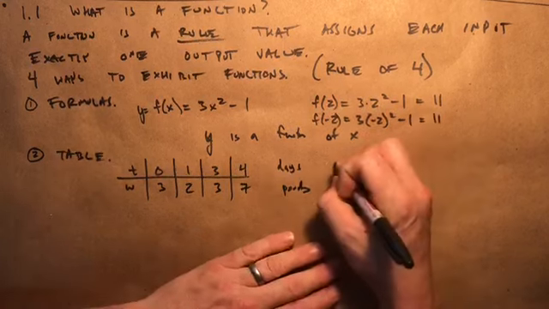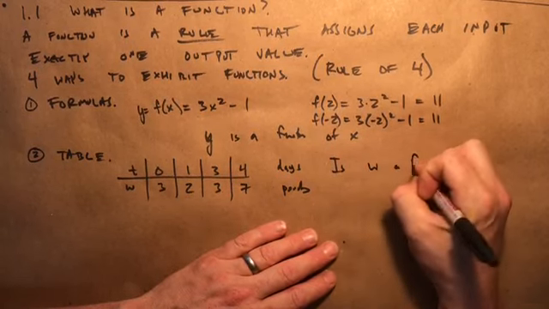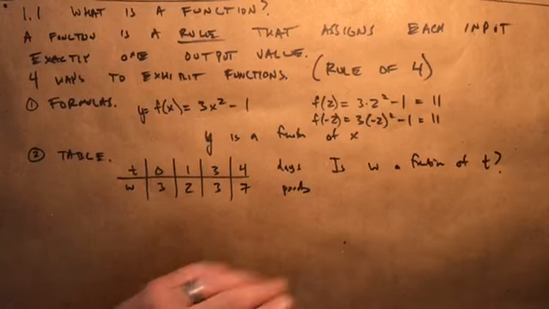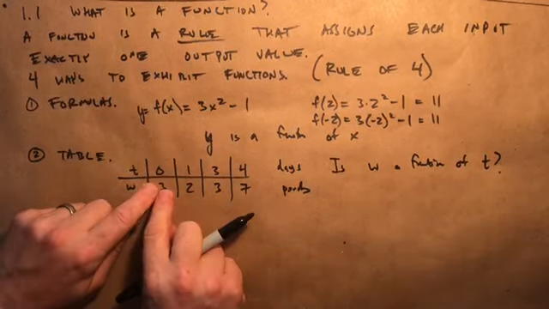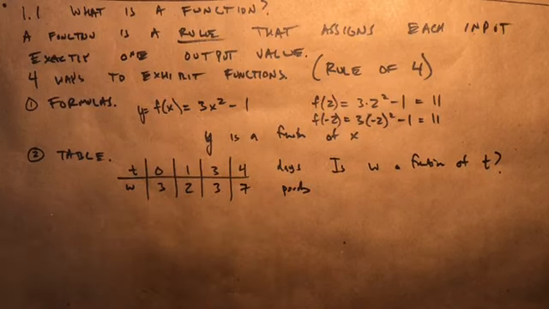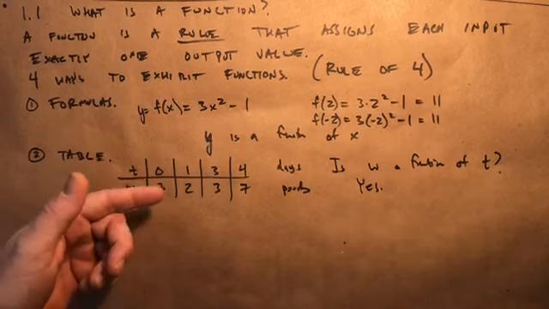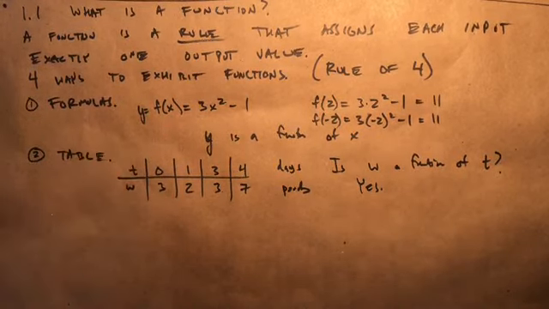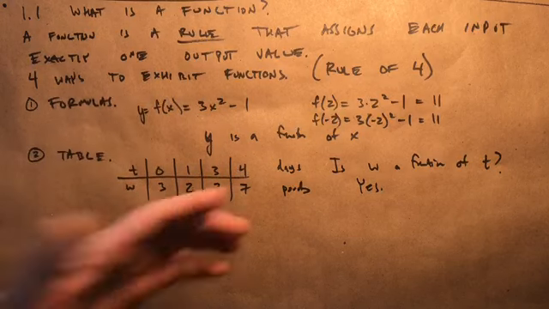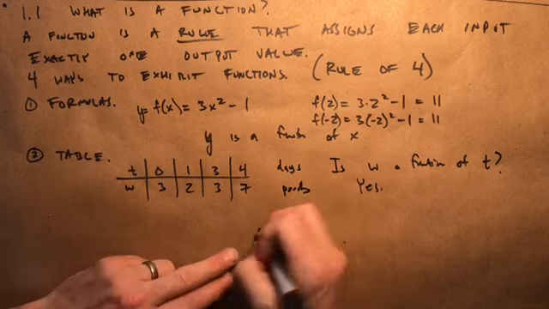And the question is, is w a function of t? For each t value, do I get only one w value back? And the answer here is yes. When t is 0, I return 3. When t is 1, I return 2. When t is 3, I return 3. When t is 4, I return 7. This is great. But I'm going to flip this a little bit.